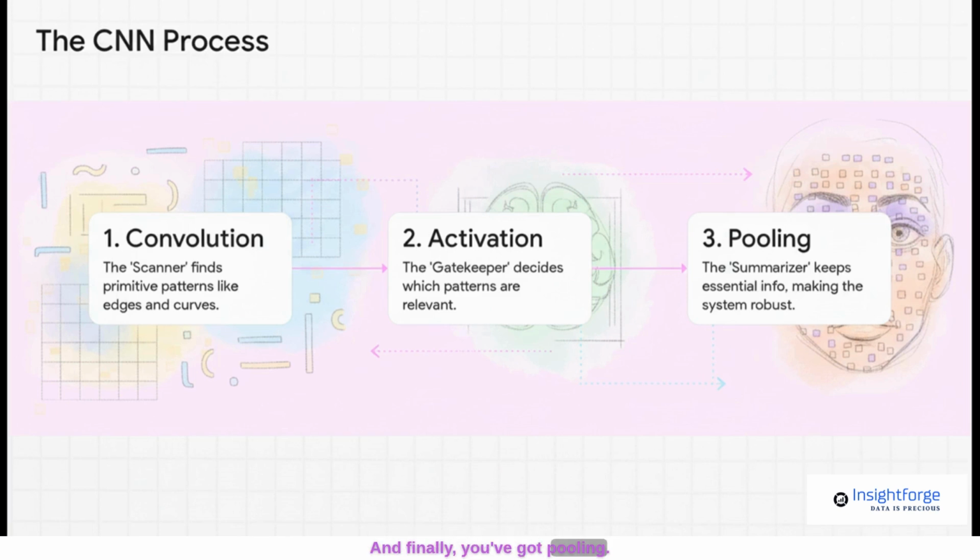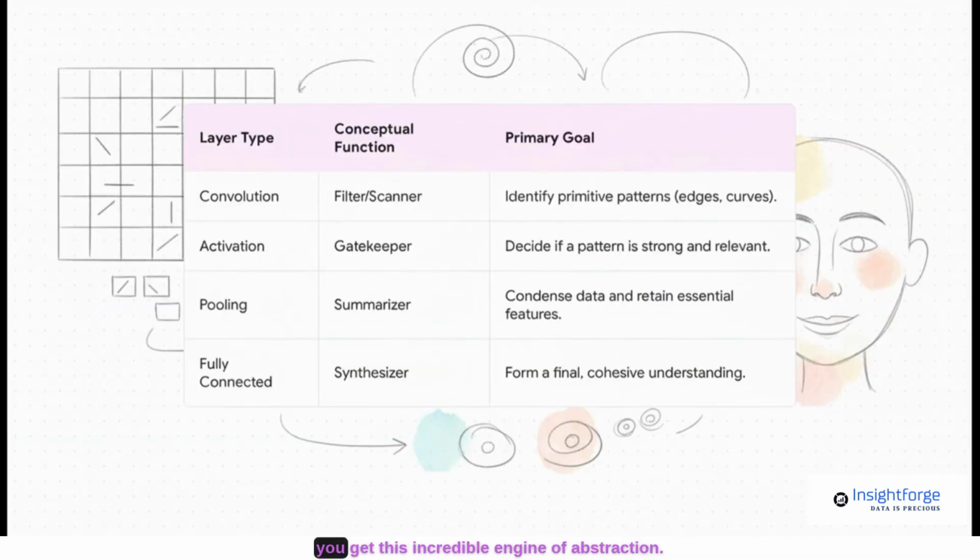And finally, you've got pooling. This step is like a summarizer. It keeps the essential info but throws away the noise, which makes the whole system way more efficient and robust. When you put all these layers together, you get this incredible engine of abstraction. The scanner finds the basic lines. The gatekeeper filters out what's not important. The summarizer makes sure the system recognizes a pattern even if it moves a little bit. And finally, the synthesizer puts all those abstract pieces together to form a final, cohesive understanding. Hey, this is a face.